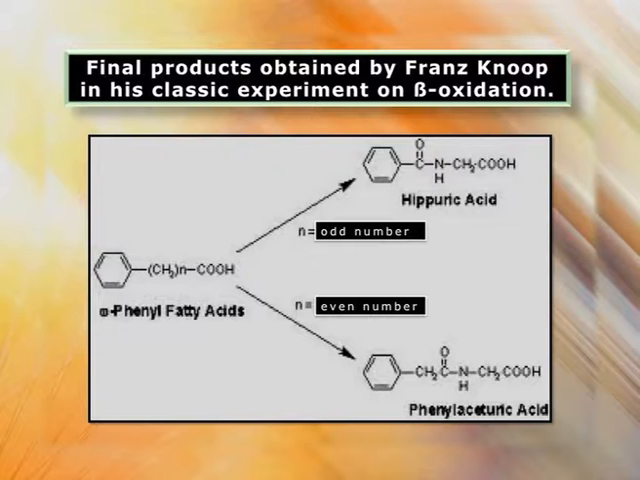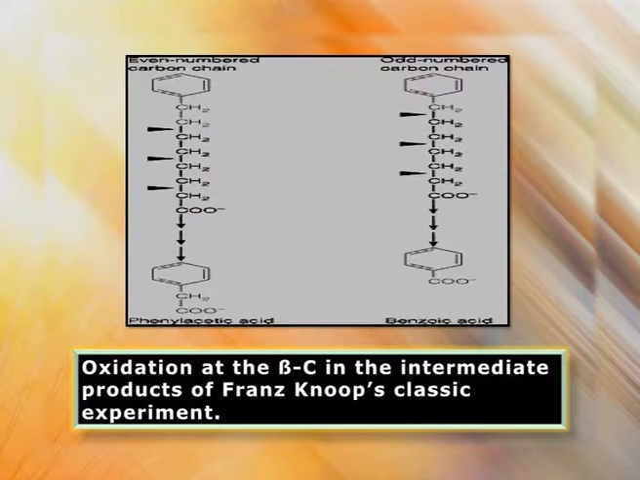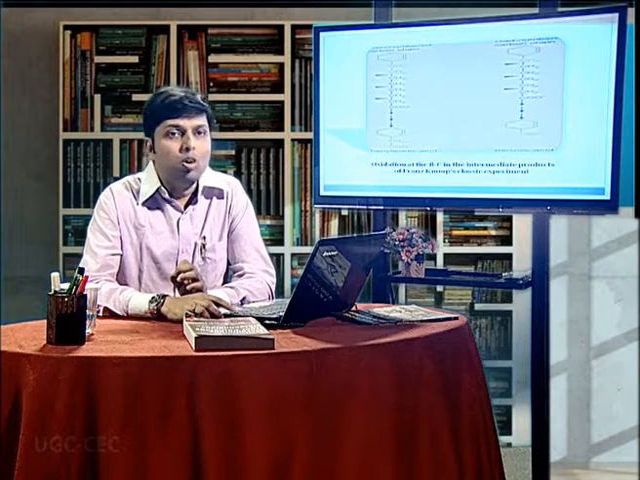As can be seen from this particular slide, in the dogs which have been fed with the odd number carbon fatty acids, hippuric acid could be isolated, which is the glycine amide of benzoic acid, whereas in the dogs which have been fed with the even chain fatty acids, Franz Knoop could isolate phenylaceturic acid, which is the glycine amide of phenylacetic acid. So in this particular slide, it is shown very clearly how beta oxidation takes place with 2 carbon units being removed at each and every turn. Franz Knoop could easily tell the world that fatty acid oxidation takes place at the beta carbon.